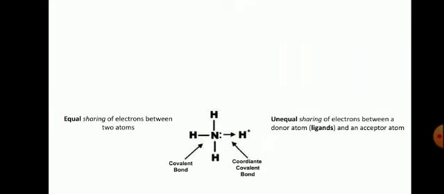One atom will be called the donor atom, the one which will donate the electrons, and the other one will be the acceptor atom, which will accept the electrons. The donor atom is termed a ligand, while the acceptor atom can be anything, but mostly it is a d-block metal.